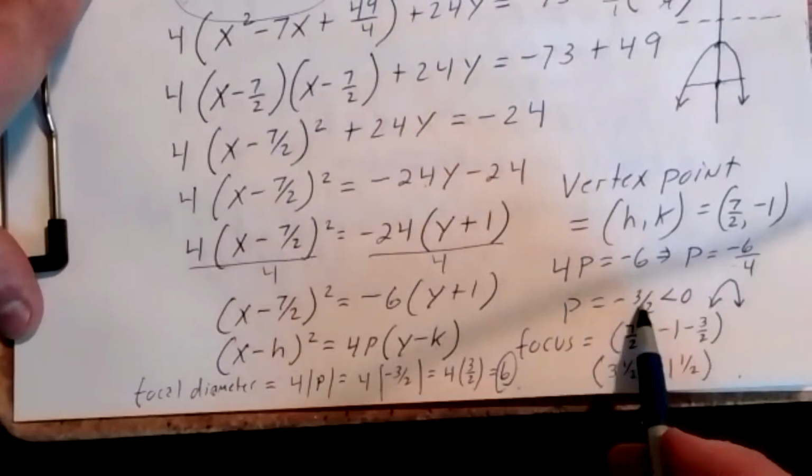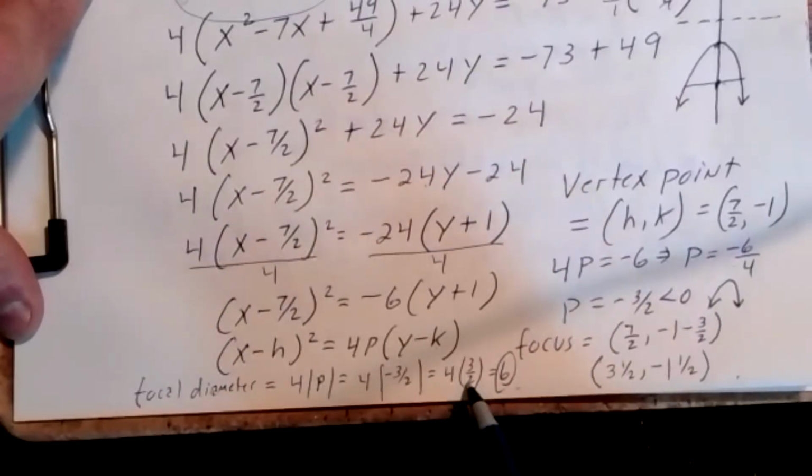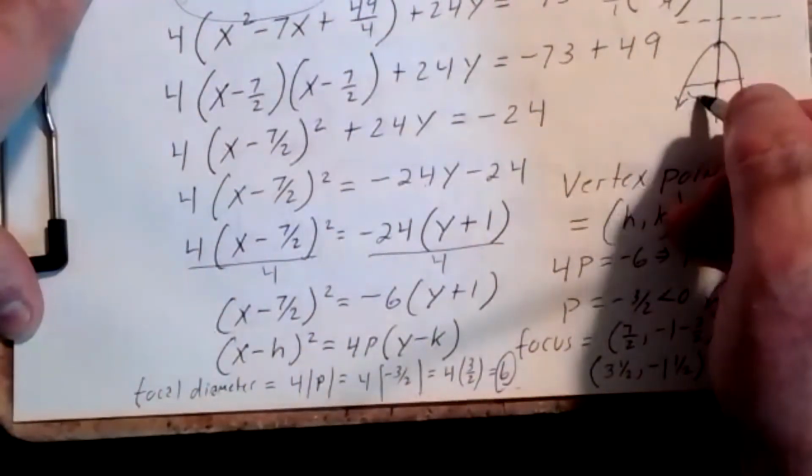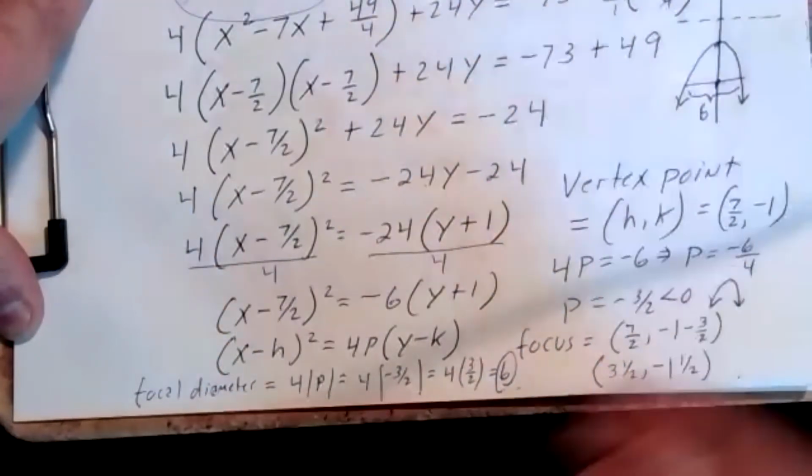4 times the absolute value of p, 4 times the absolute value of -3/2, 4 times 3/2, which is 12/2 or 6. That would be the focal diameter. That's the length of this latus rectum from here to here. That would be 6 units in length. Okay.